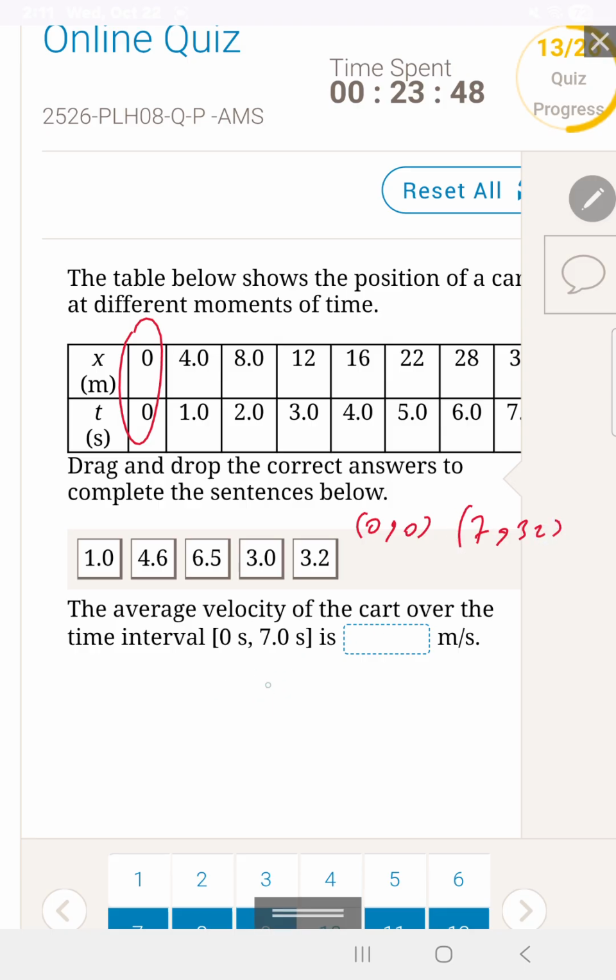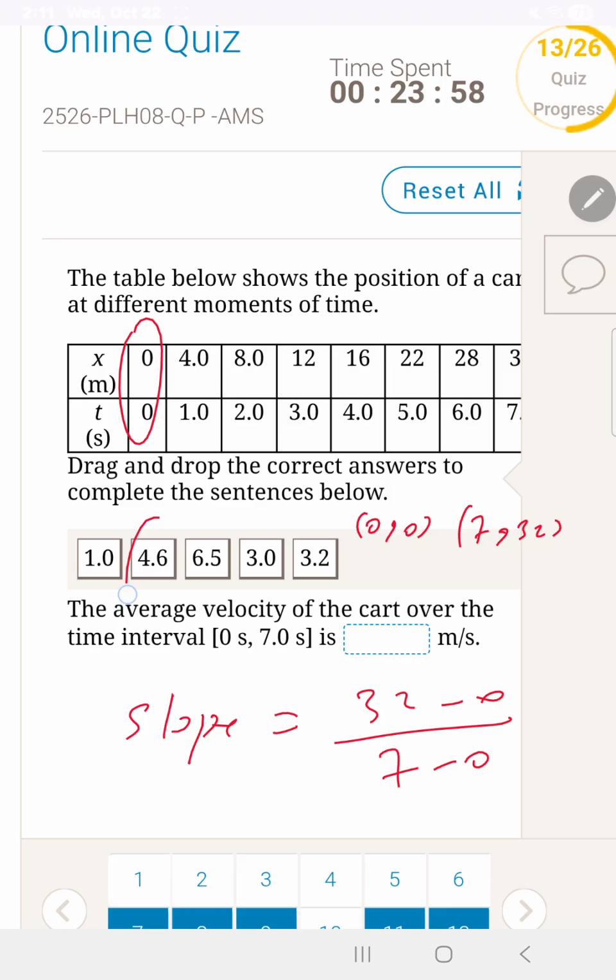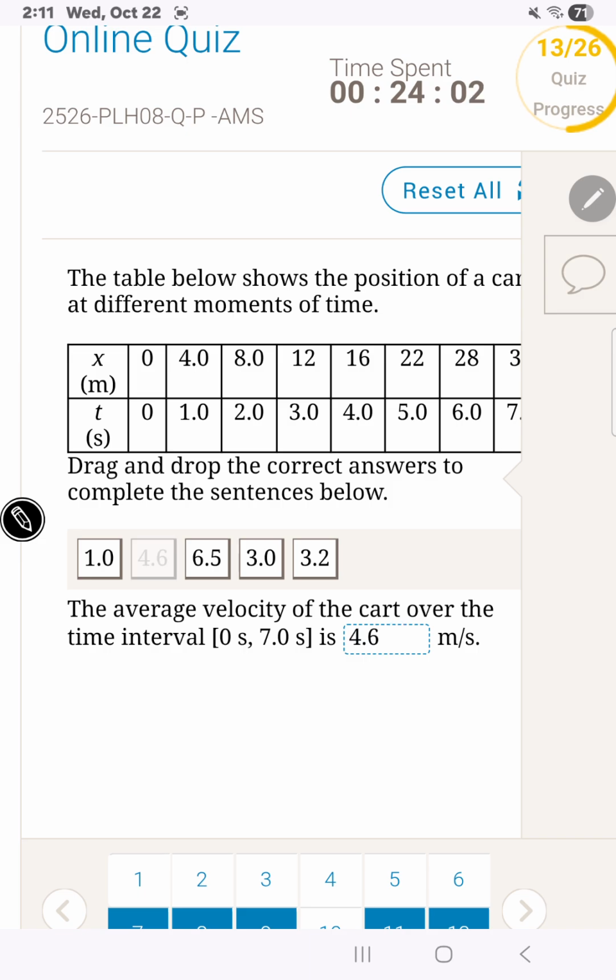Now we do the slope formula. Slope equals 32 minus 0 over 7 minus 0. Then you divide, you choose 4.6. So that's the correct option. 32 divided by 7 is 4.6.